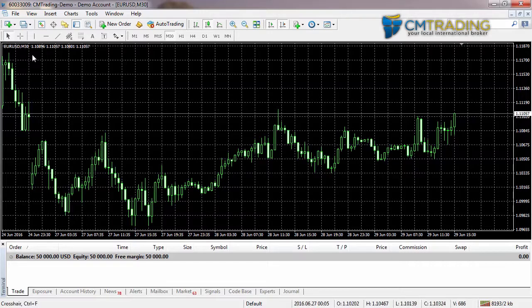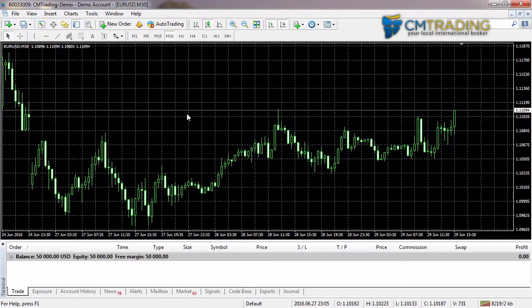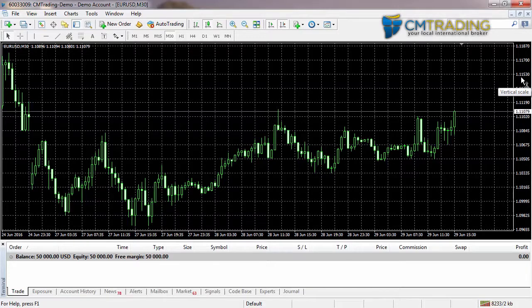By default, the cursor is selected. When you have the cursor, this allows you to click and drag on the chart to change historical or current time, so you can slide back. If you move it over to the far right hand side, you can adjust the vertical scale.